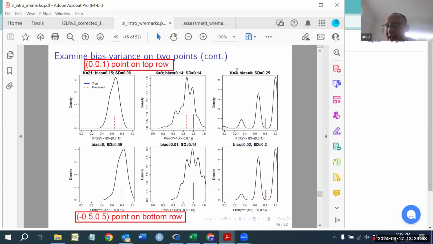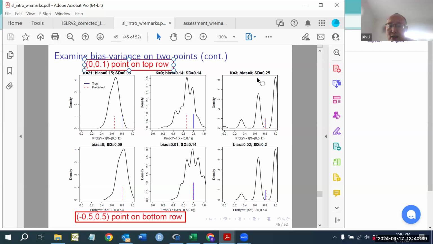And when the K is 3, the model has very complicated boundaries. And the bias is 0, or no bias. So the bias is further reduced to 0. And the standard deviation somehow is really large, 0.25. That is 3 times bigger than the case with 21 for the standard deviation. In other words, the variance is 9 times larger than the one at K is 21. Okay, so you can see the bias variance trade-off, right?